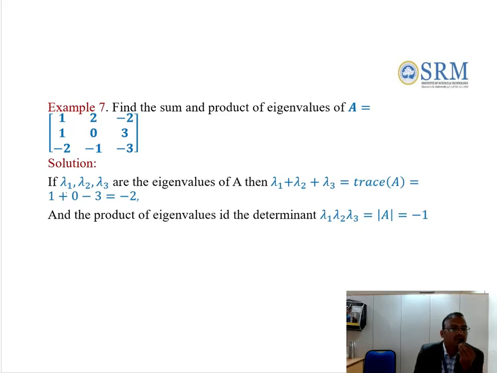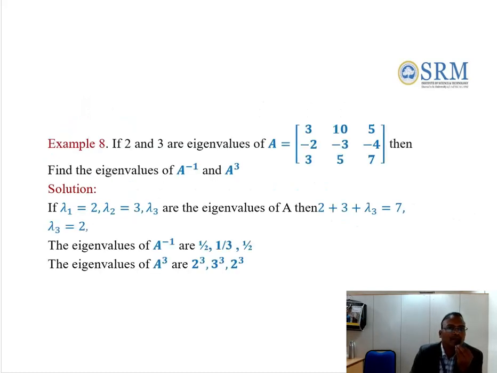Okay. For this, let us assume that lambda 1, lambda 2, lambda 3 are the eigenvalues of A. Then lambda 1 plus lambda 2 plus lambda 3 equal to the trace of the matrix A. That is 1 plus 0 minus 3 equal to minus 2. That is the sum of the eigenvalues. And the product of the eigenvalues, which is nothing but the determinant of A. In fact, the determinant is minus 1. Right. Let us see the next example.